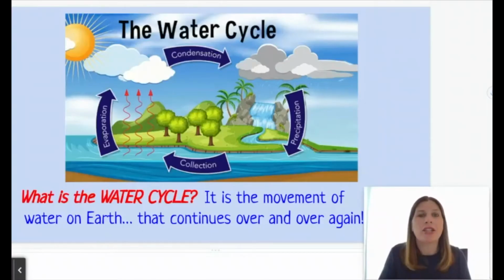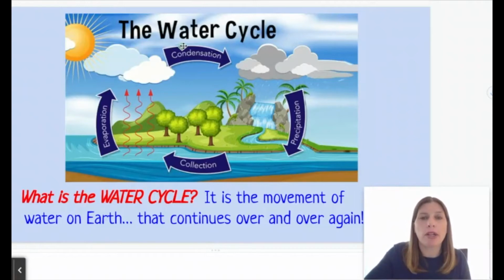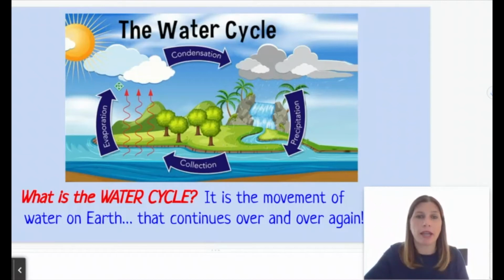Okay, let's get started talking about the water cycle. If you look, here is a diagram of how the water cycle flows. You'll see some of the important vocabulary words that we went over earlier. Here is our sun, which is a very important part of the water cycle. It gives energy to the water in order for it to move throughout the water cycle.